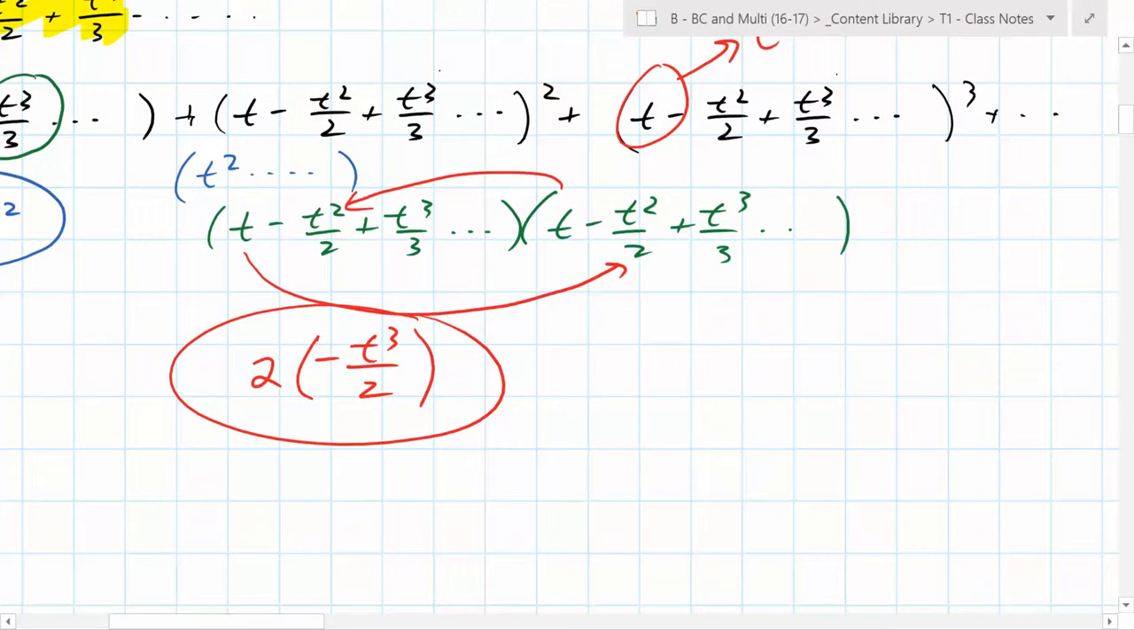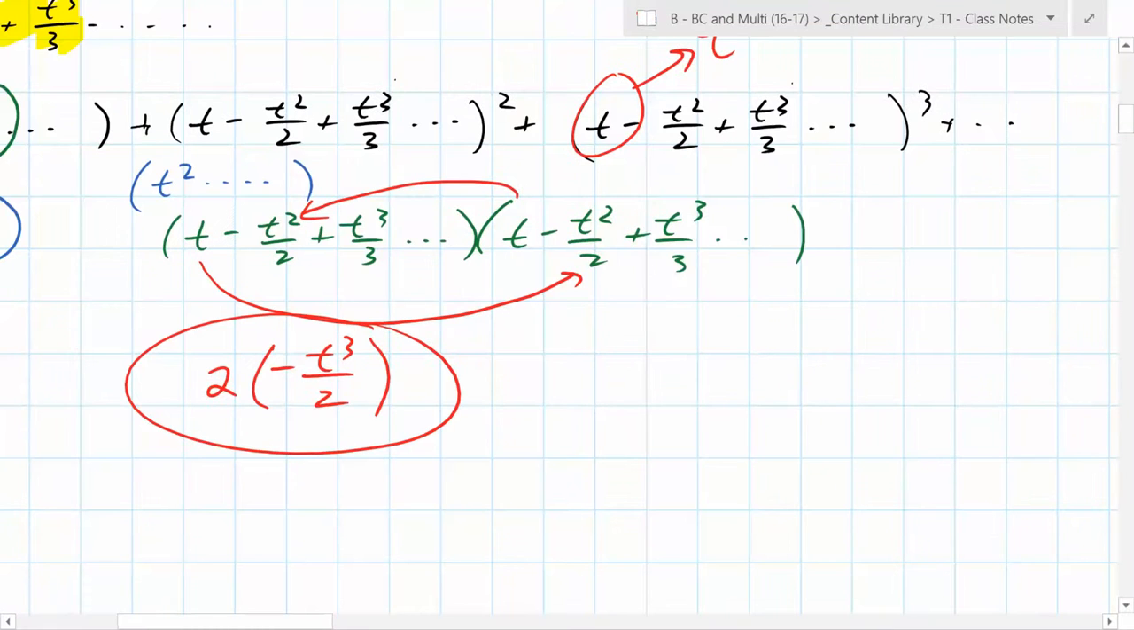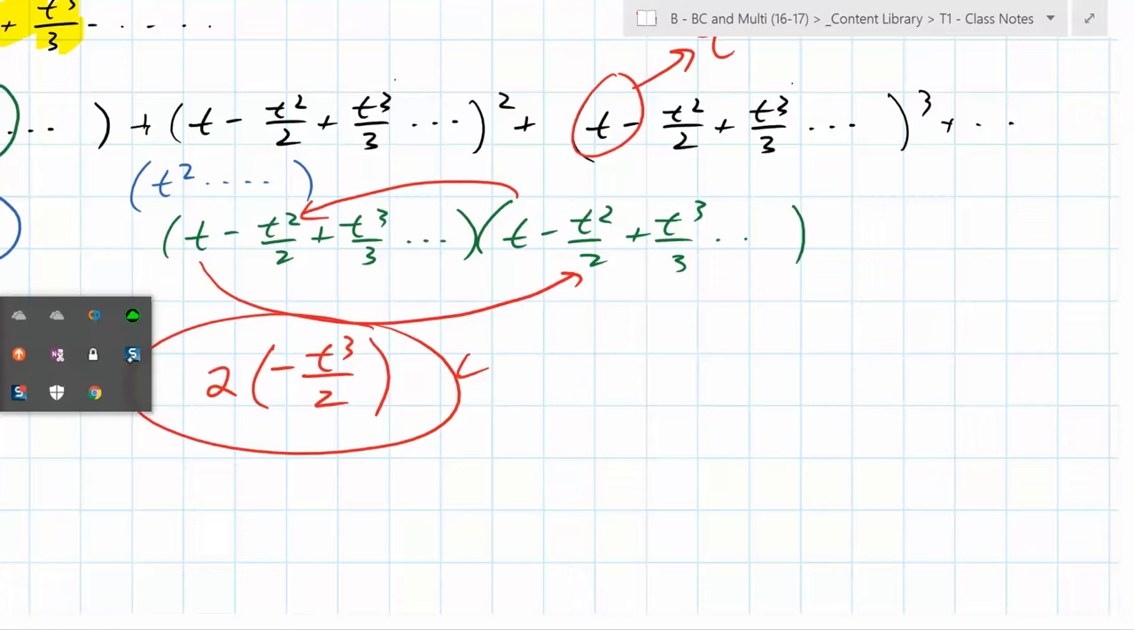Careful here. What happens? Does it cancel? No, wait. Hold on. You have to be really careful here. 2 times t cubed over 2. Oh, I know. You have to be really, really careful here. So first of all, is this accurate right there? Do we agree with that?